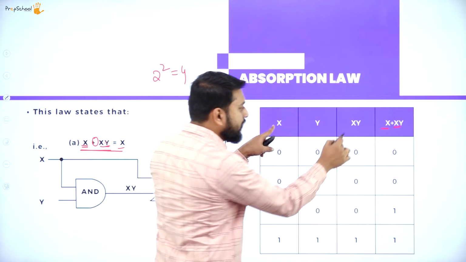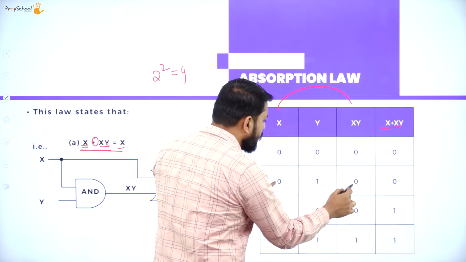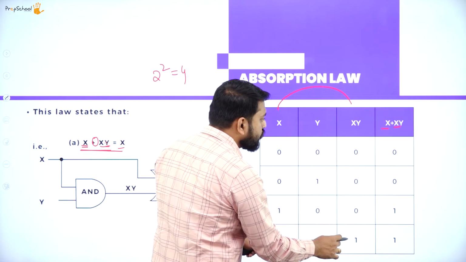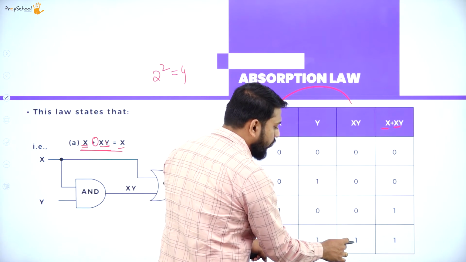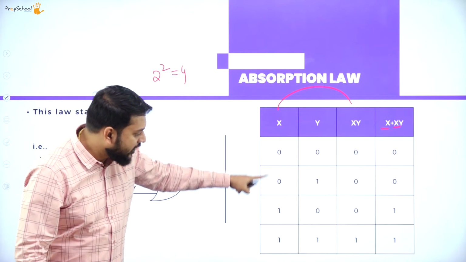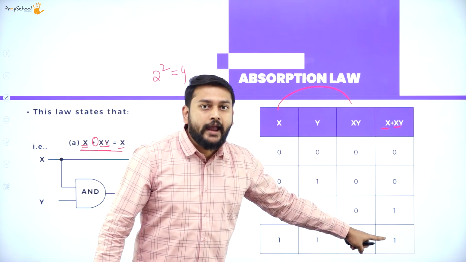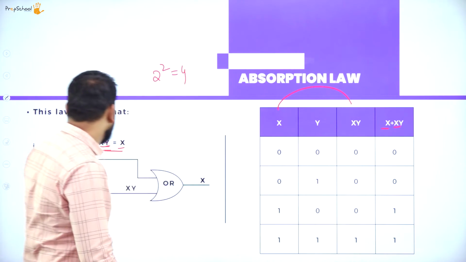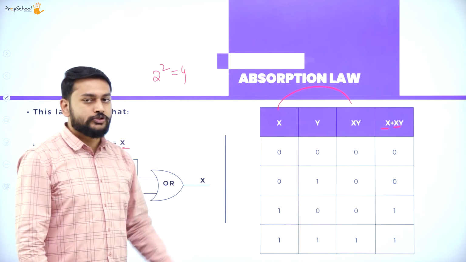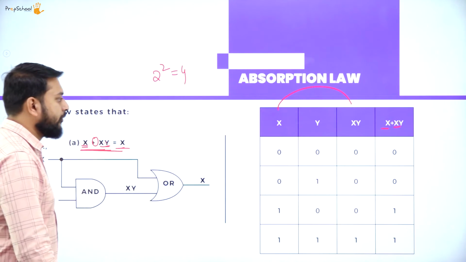Now for x plus x into y, I have to perform the addition for these two columns. Alright, 0 plus 0 is 0, 0 plus 0 is 0, 1 plus 0 is 1, and 1 plus 1 is 1. Okay, so do I have the same values whatever I have in the x in this x plus x into y? Yes, same. So this is proved. Hence the absorption law is proved with this truth table. This is what you have to remember.